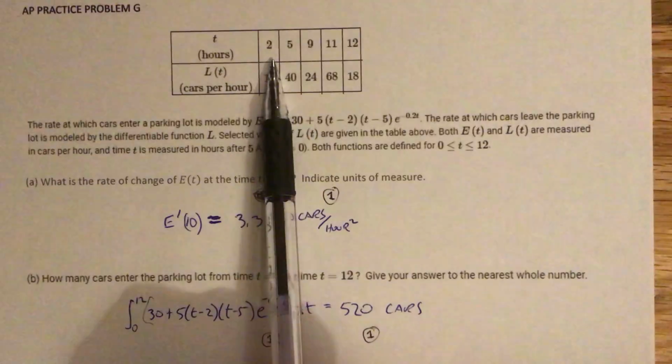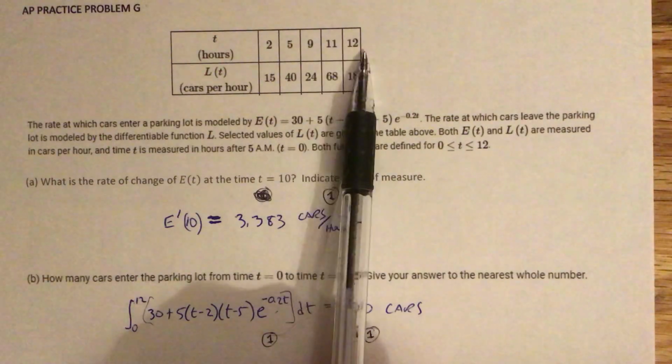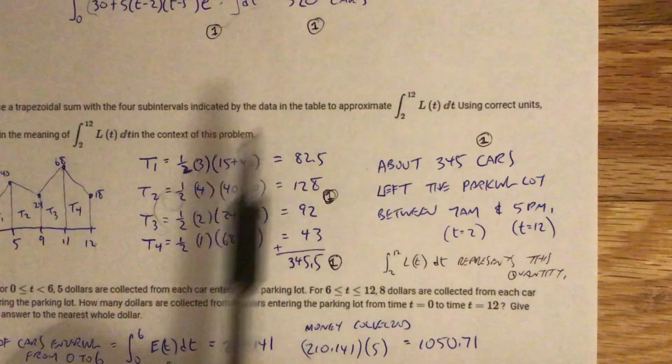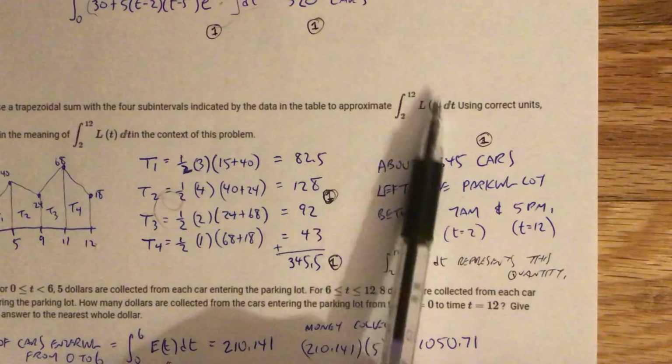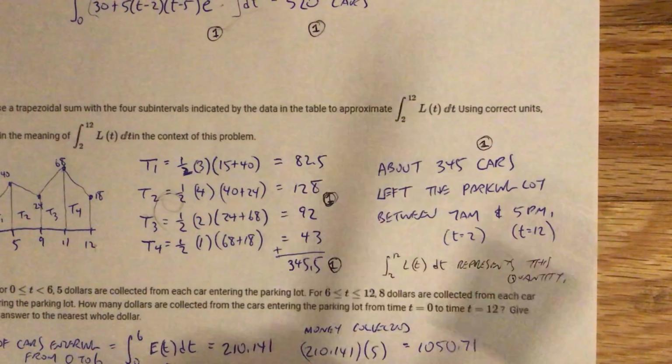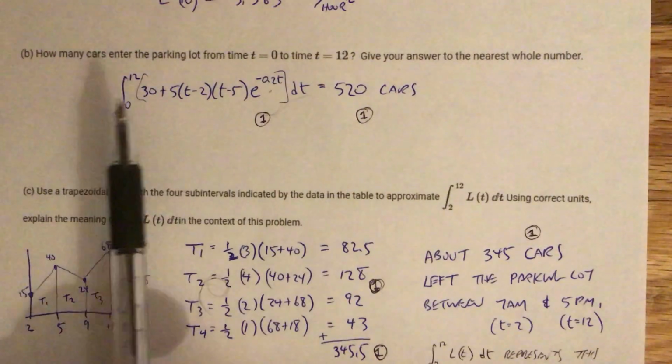Nope. Well, let's look. 1, 2, 3, 4. Sorry, I was right the first time. Shouldn't have corrected myself. Or tried to. So they want us to use the 4 subintervals from the table to evaluate this and tell us what it means. Well, you kind of get this problem.